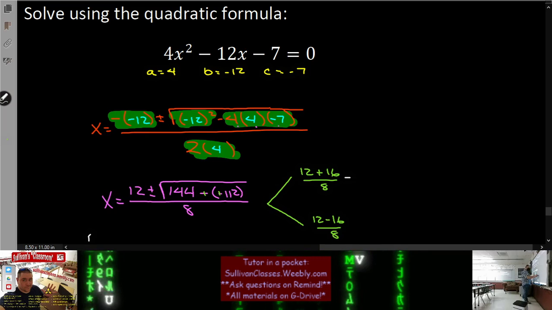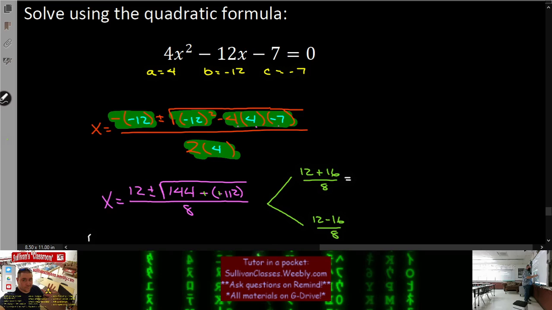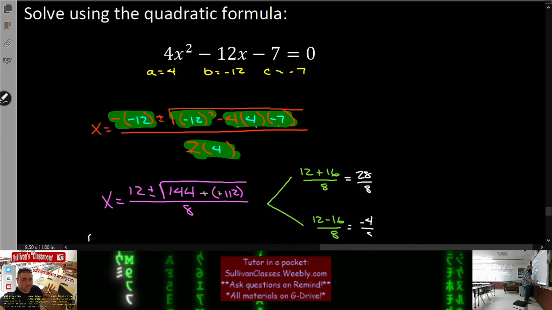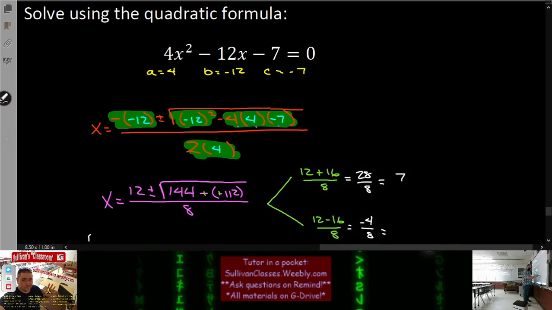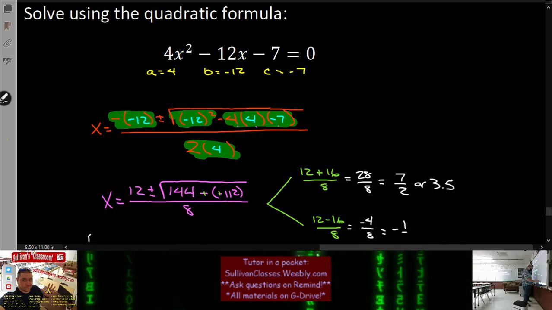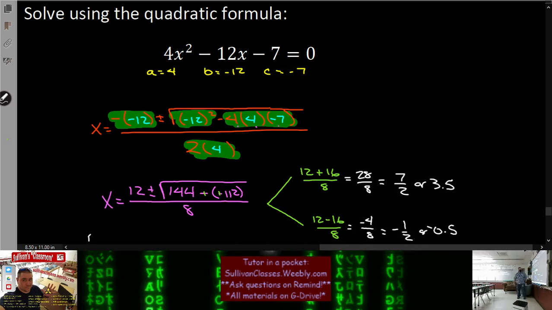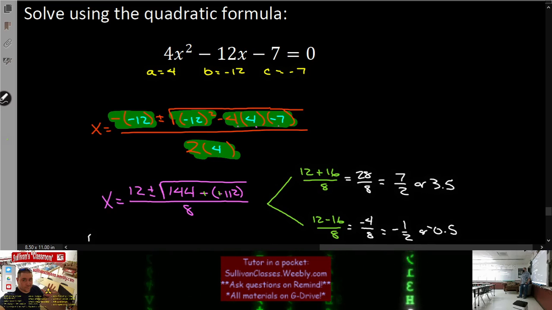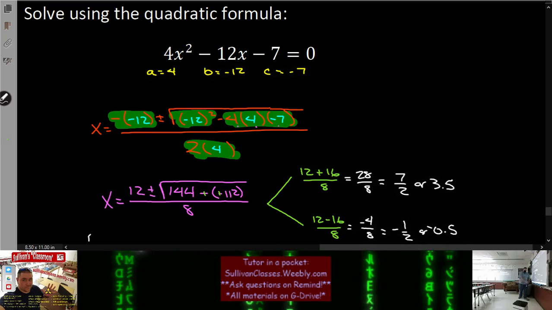Which are 12 plus 16 is 28 over 8. That reduces, so I can either call this 7 halves or 3.5. I can call this negative 1/2 or negative 0.5. I'll take either. Because for these ones, we broke our rule and said we can go to decimal land.